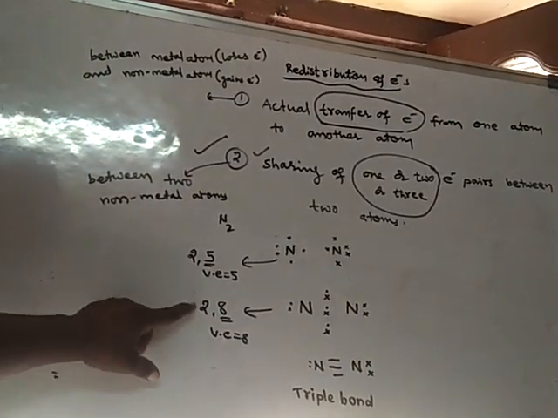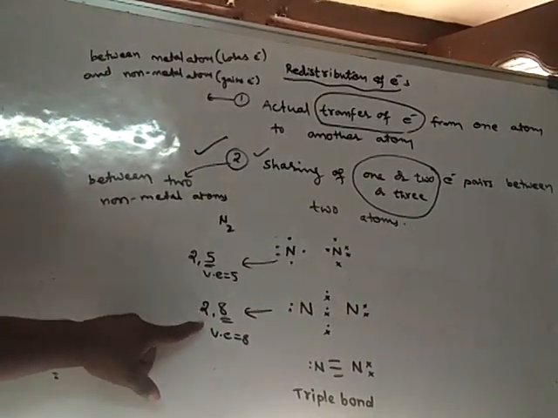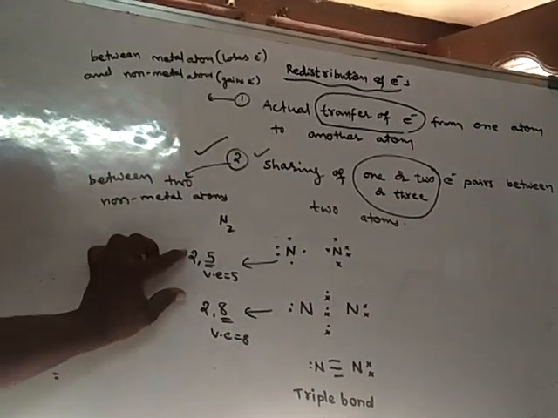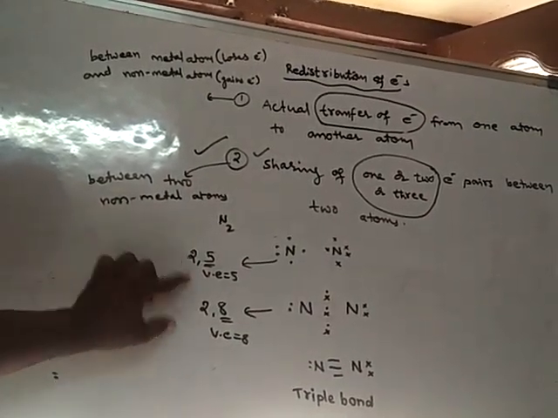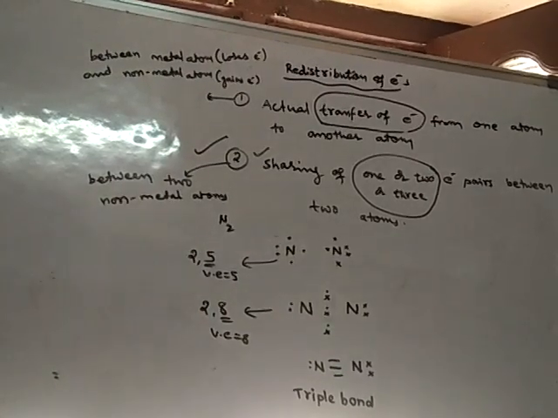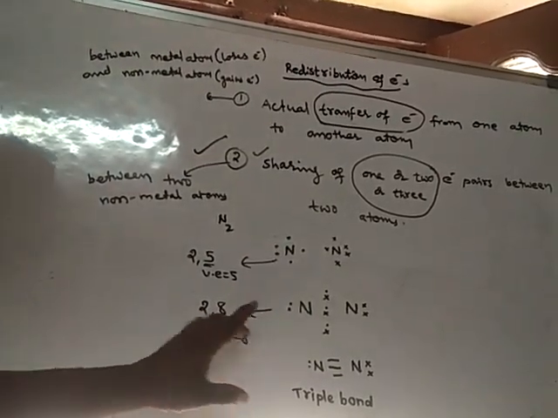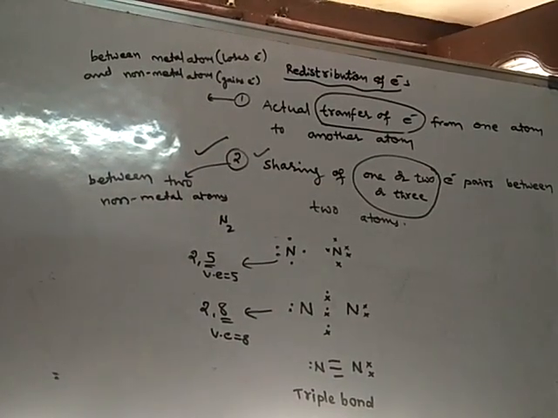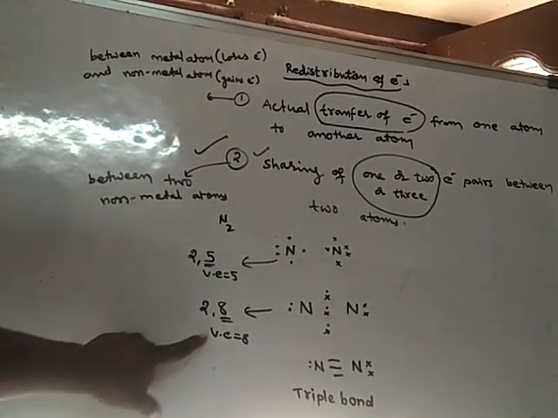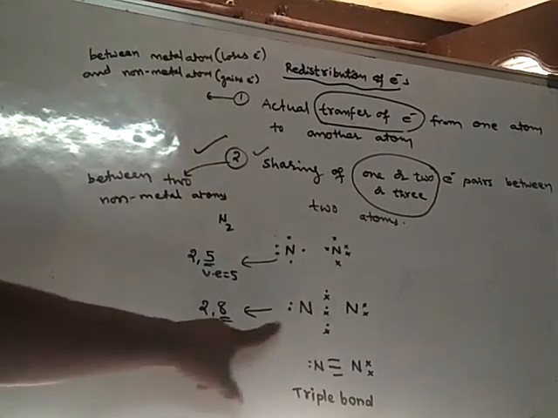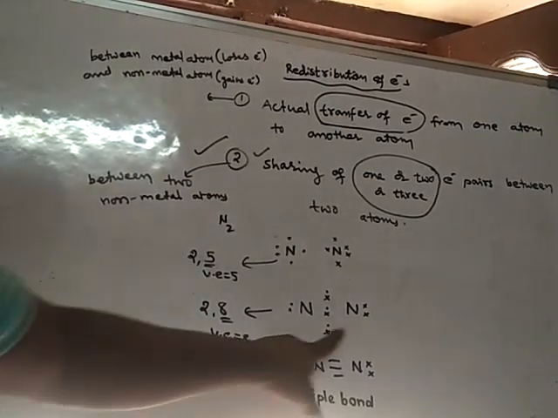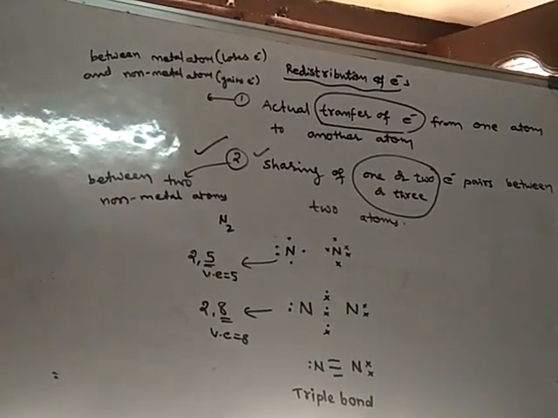So that means the new distribution of electrons is like this: 2, 8. Before that it was 2, 5. That means redistribution of electrons has taken place in the nitrogen atom. As a result of redistribution, this nitrogen has now become stable because in its valence shell 8 electrons are there, and even in this one there are 8 electrons.